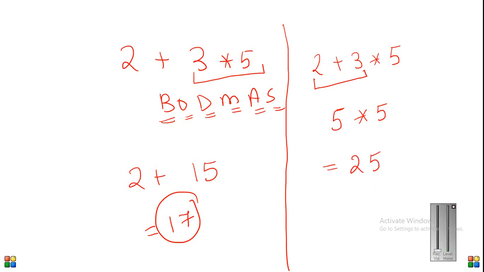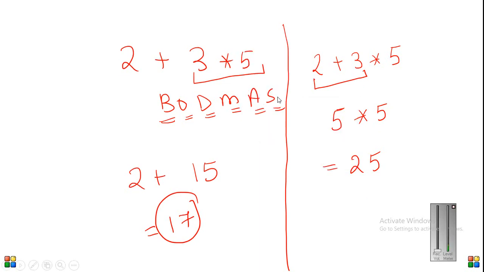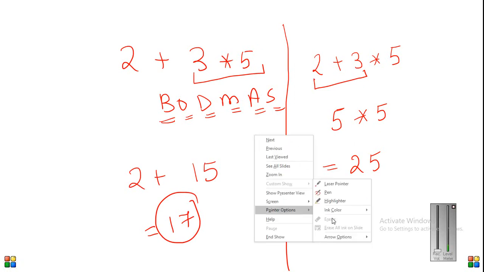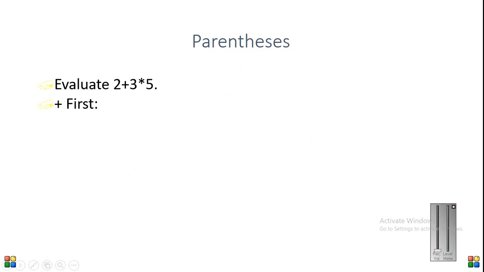That makes it 25, right? So both the answers are possible in this case. Now to avoid this confusion, the mathematicians came up with the concept of brackets. So what happens in brackets is, now I will write (2 plus 3) multiplied by 5, right?